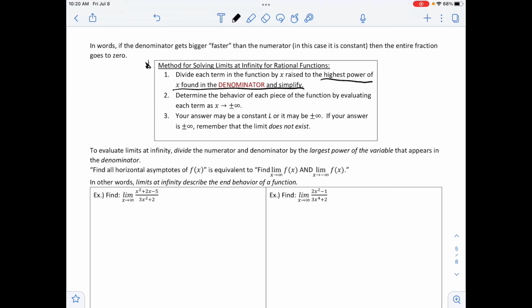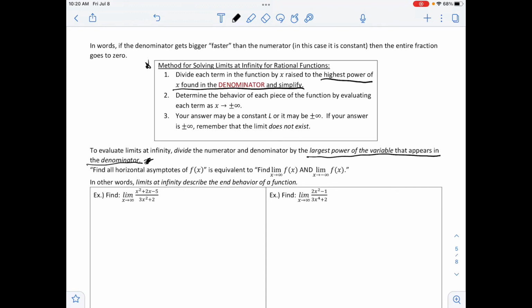So to evaluate limits at infinity, divide the numerator and denominator by the largest power of the variable that appears in the denominator. That is key to dealing with these problems. Finding all horizontal asymptotes of f of x is equivalent to finding the limit as x approaches infinity of f of x and the limit as x approaches negative infinity of f of x. In other words, limits at infinity describe the end behavior of a function.